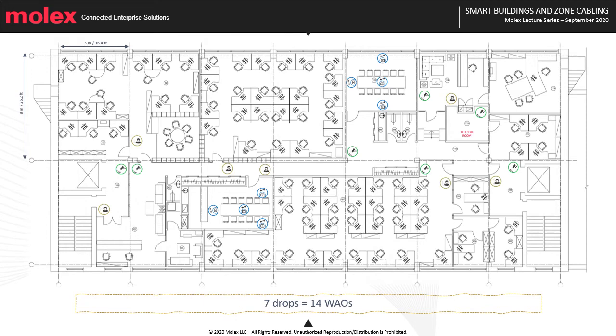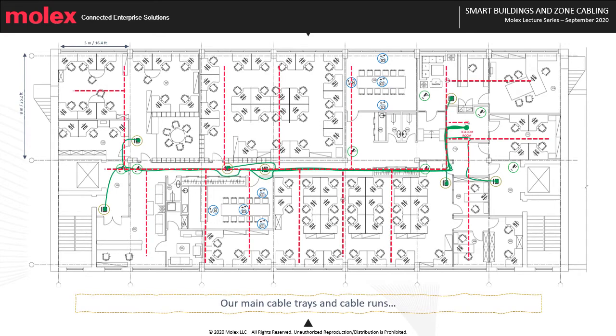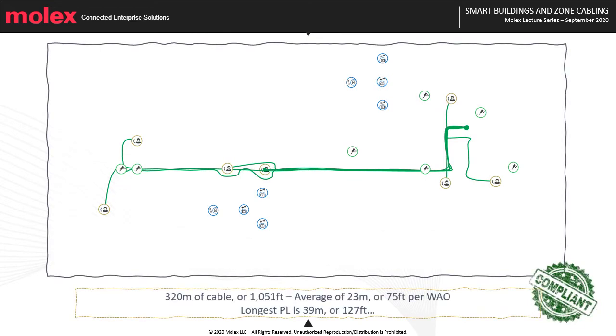We can now position our access card readers. We have our main cable trays, our main cable runs. In the end, we have a total of 320 meters of cable or 1,051 feet, which is an average of 23 meters or 75 feet per work area. Our longest PL is 39 meters or 127 feet. Our design is again standard compliant.